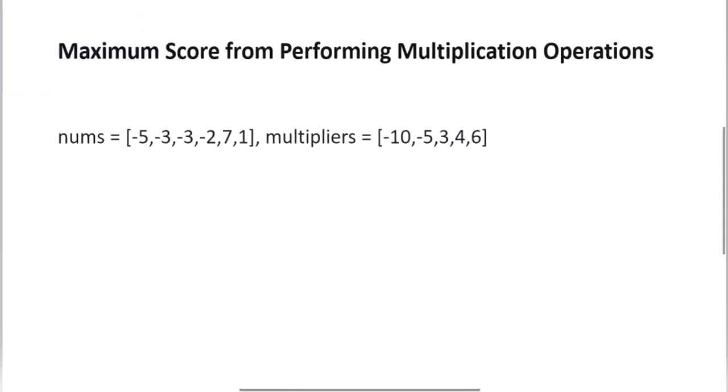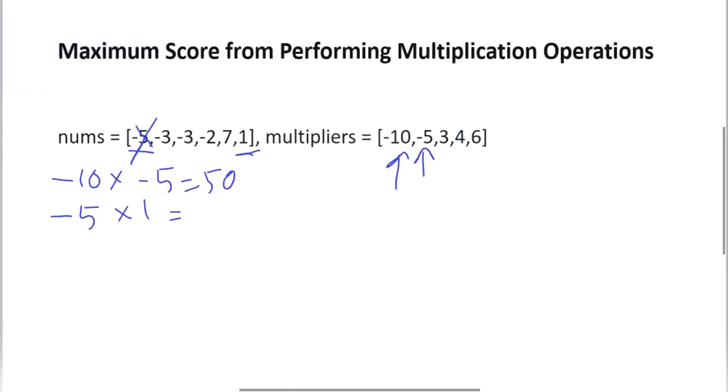Consider our first element in our multipliers array, that is -10. So we are checking whether multiplying it with the first number or the last number gives us more value. So starting with multiplying -10 with -5, it's going to give us 50. So as we have used -5, let's take it off and move on to the second value, -5. So let's check whether multiplying it with -3 or 1 is going to give us a higher value. So let's consider 1. So -5 into 1 is going to give us, no, -5 into -3. So -5 into -3 is going to give us 15.